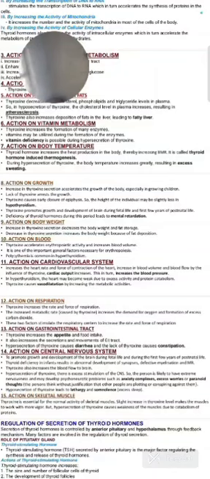And the next action is on the cardiovascular system. So this thyroid hormone increases the heart rate as well as the force of contraction of the heart, and it also increases the blood volume and blood flow. By the influence of thyroxine hormone, cardiac output increases. So this in turn increases the blood pressure.